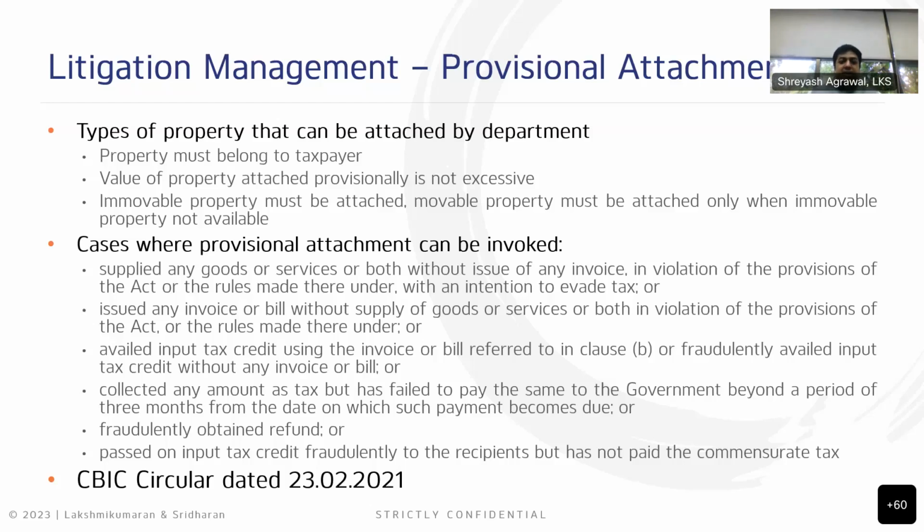They further say that provisional attachment can only happen in certain cases, such as where you have supplied goods without an invoice, or you have received an invoice without actual supply of goods, you have taken fake credit, or you have fraudulently obtained a refund. So only in such fraud cases is the power given to the government department to attach the property.